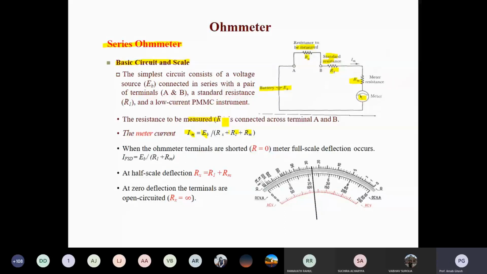Sometimes that unknown resistance is 0. In that case you can also find out the value of IFSD. To do that, you have to open the A and B terminals, that means open the Rx terminal and make it short. With the A and B terminals shorted, you are able to get the maximum current deflection by this meter. That is your FSD, full scale deflection.